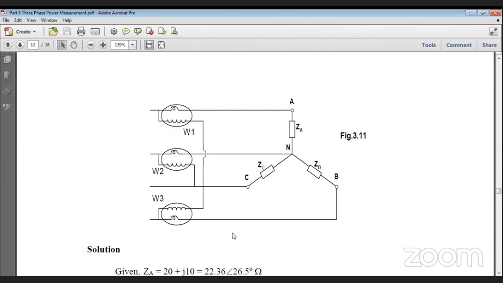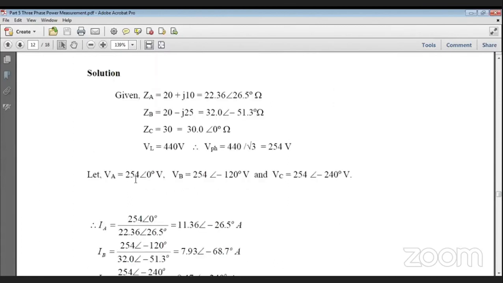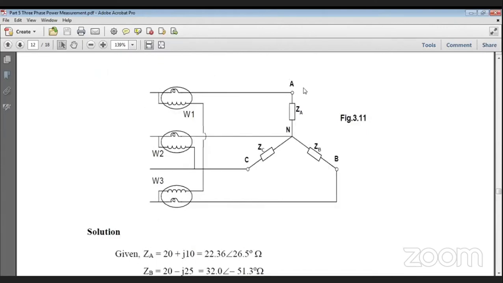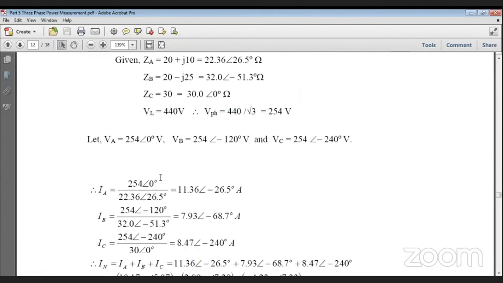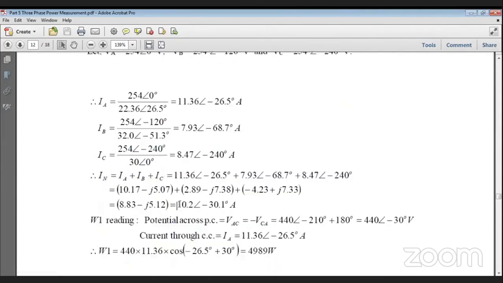So when you calculate the power of W2, don't take the line current. You have to take the neutral current. Just like we have calculated that this is a 4-wire star. Very simple. Line current is phase voltage divided by phase impedance. Divide the phase voltage by the impedance, you get the three currents. Straightforward. Then IN is IA plus IB plus IC. So you get this one. So the W1 reading, etc. is very simple. But interesting is W2.